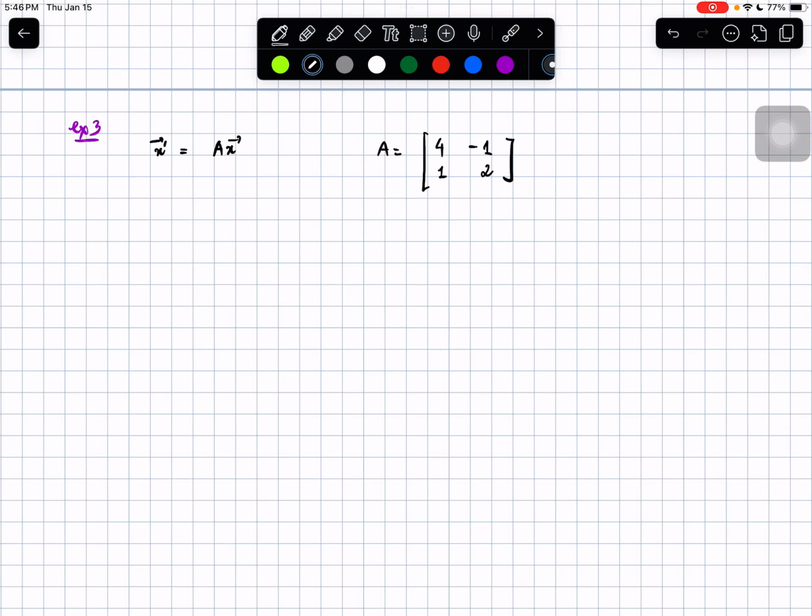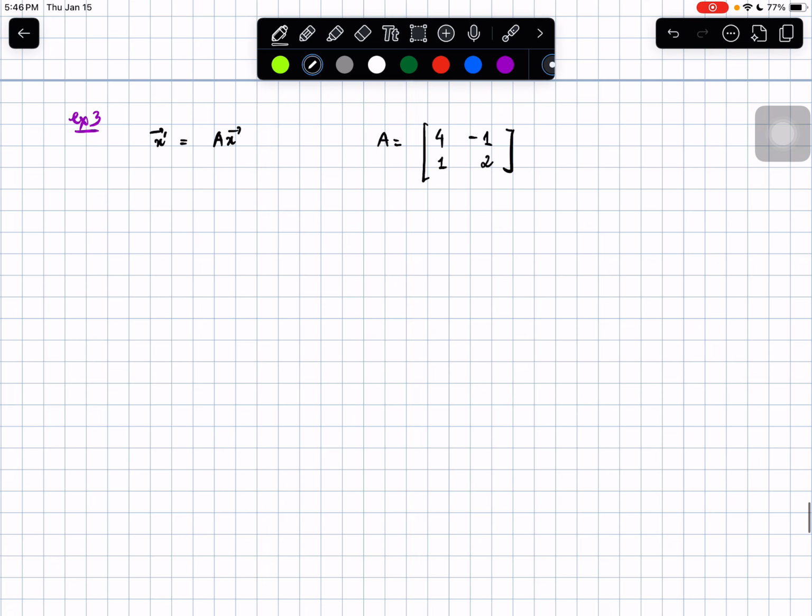Here we have matrix A: 4, minus 1, 1, 2. So we need to solve x prime equal to A times x. Again, we need to find eigenvalues and eigenvectors. In this case, we have repeated eigenvalues, lambda 1 and lambda 2.